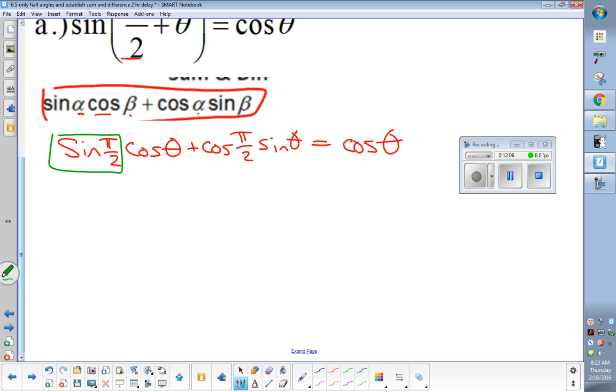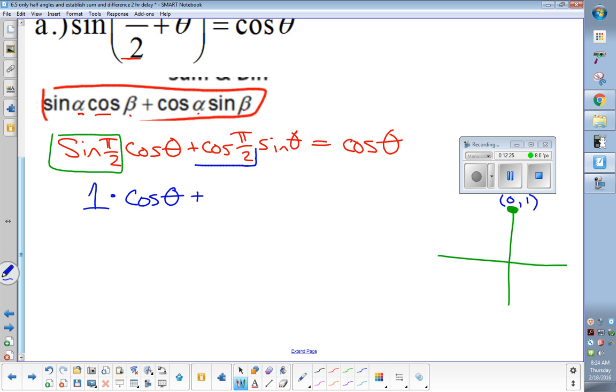So sine of pi over 2. So you're going to your unit circle. You're going to pi over 2, which is up there. If I'm doing the y value up there, the y value for sine is 1. So it's 1 times cosine of theta. I don't know what cosine of theta is, so I'm going to leave it.